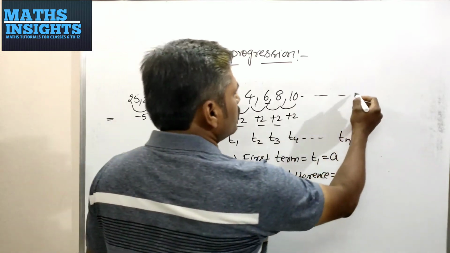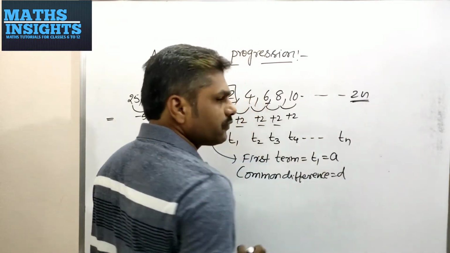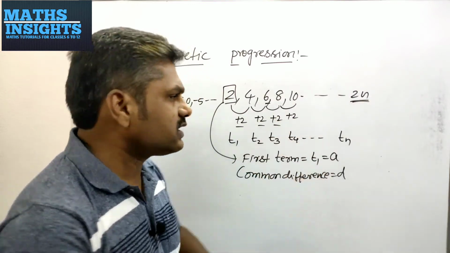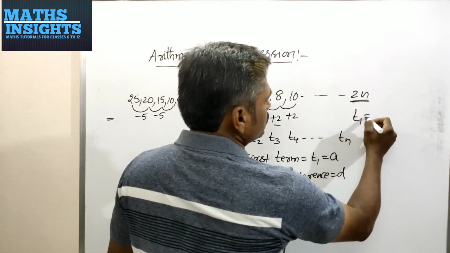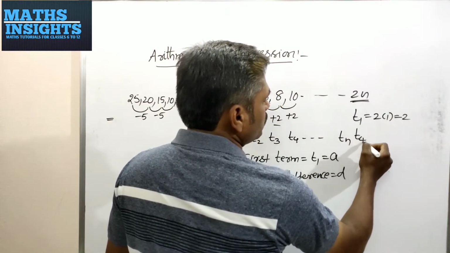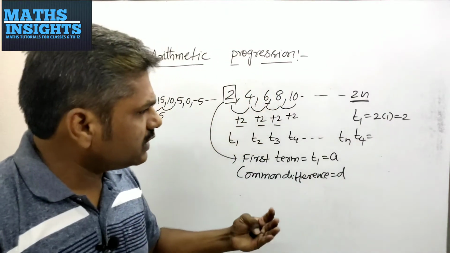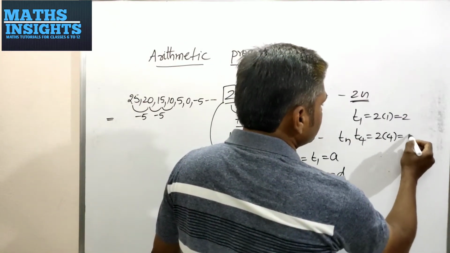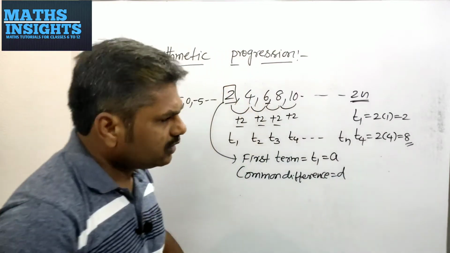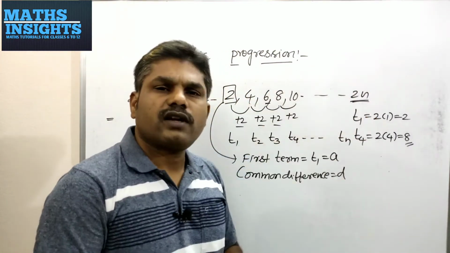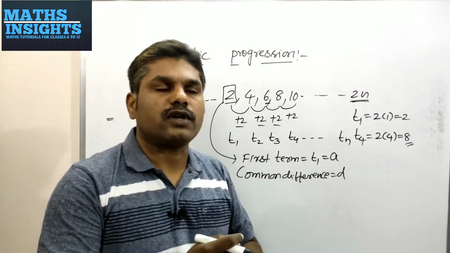For this, 2n is the formula. If you replace n is equal to 1, you will get the first term, that is T1. T1 is equal to 2 into 1, that is equal to 2. If you want the fourth term, you have to replace n is equal to 4, therefore 2 into 4, that is 8. In this manner, by using a particular formula, you may obtain any particular number.